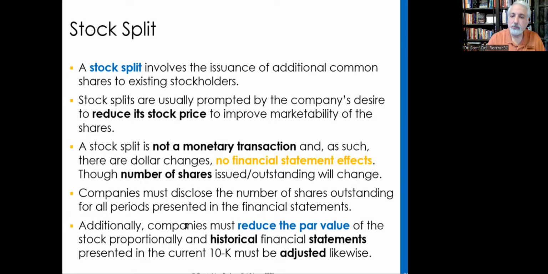Additionally, the company must reduce the par value. So our par value got cut in half. We went from 100 shares to 200 shares. And historical financial statements presented with the current 10K must be adjusted likewise.